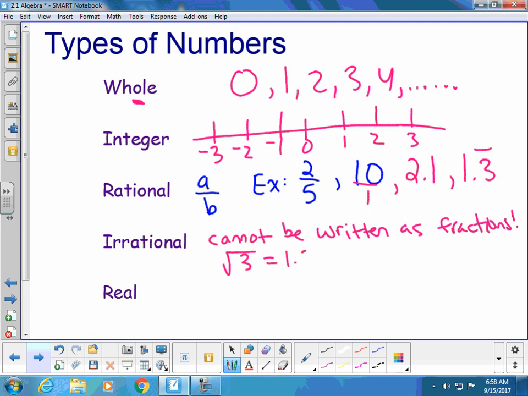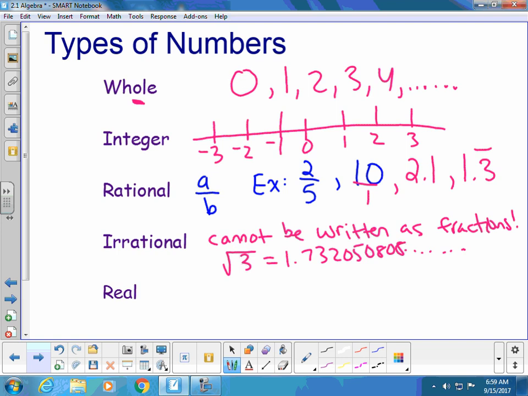It's 1.732050808 dot, dot, dot, dot, dot, dot. You're not seeing it, but that decimal is going forever. There's no repeat to it. It cannot be written as a fraction, so it's irrational. So most of the irrational numbers are going to be your square roots of your non-perfect squares.